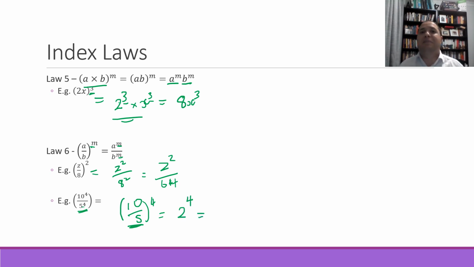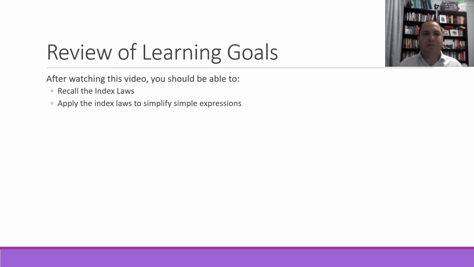And now this is a much easier value to calculate than the one before. So we've got 2 to the power of 4, that's 2 times 2, which is 4, times 2, which is 8, times 2, which is 16. Much easier to calculate that by taking that power to the outside first and then simplifying the brackets. Alright, so after watching this video, you should be able to recall the index laws and then apply the index laws to simplify some pretty simple expressions.